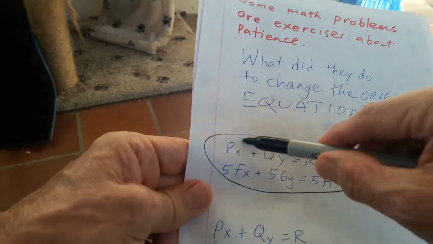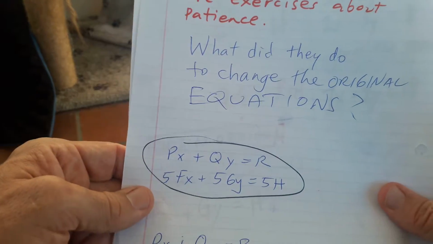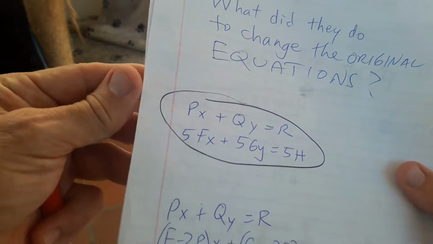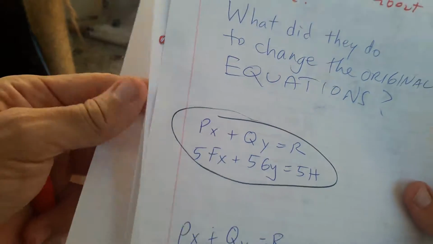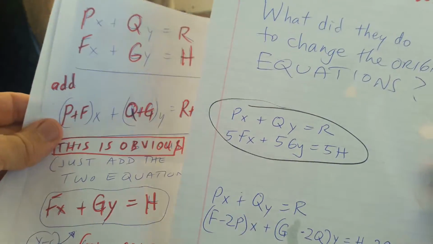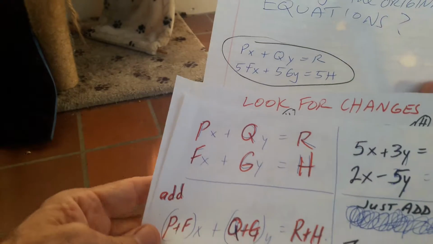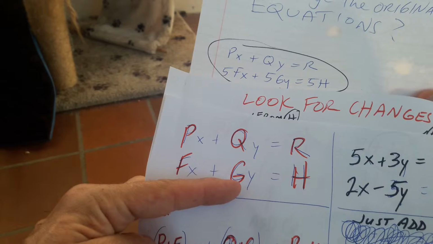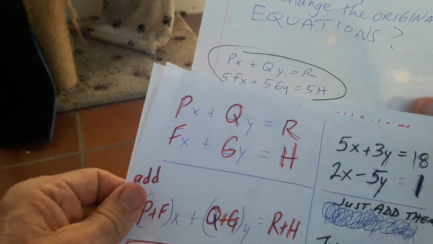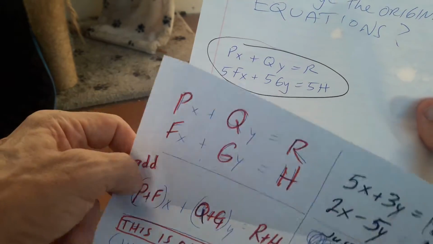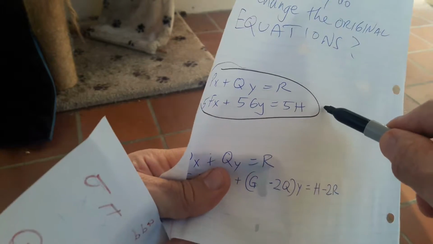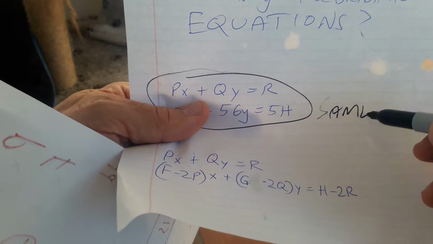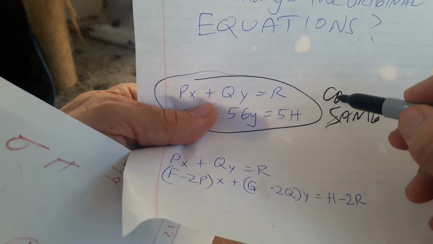This one right here was interesting. What did they do to change the original equations? So if we look carefully, we can see that the F got 5 more, the G got 5 more, and the H got 5 more. That's perfect. This remains the same. This is unchanged. Same. It's consistent.